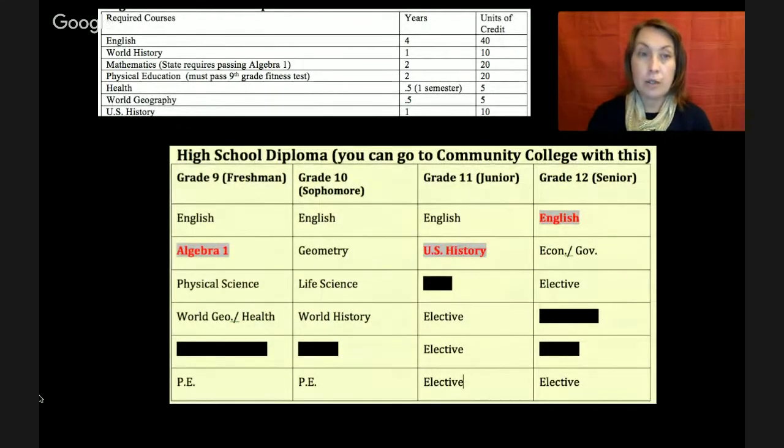So the first set of requirements that we're going to look at are English. You need 4 years of English, so you'll notice that I have it for 9th, 10th, 11th, and fill in 12th grade.